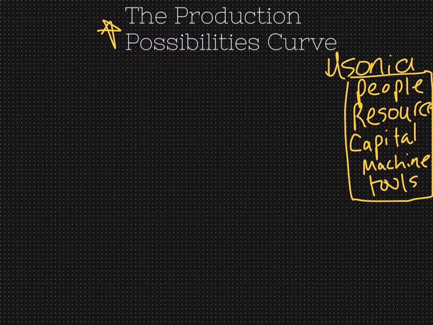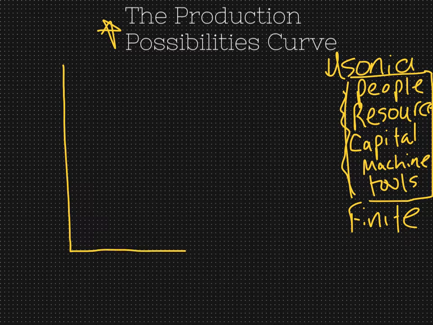And what we're going to see is that this stuff is finite. Oops, that looks incorrect. Let me erase that and make it look a bit better. There we go. It's not infinite, it's finite. And since it is finite, we have to make decisions about how to best utilize these things. So we're going to look at a simplified version of how a country can choose to use these finite resources.